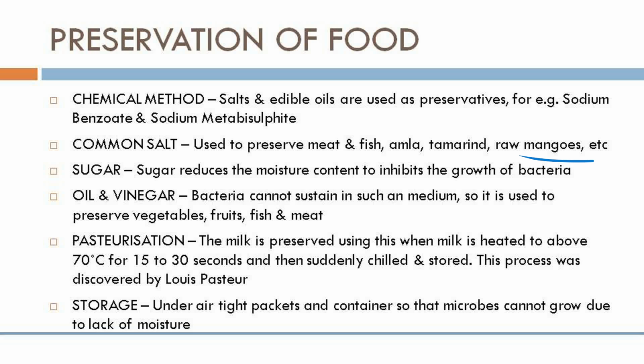Sugar is used for preservation of food because sugar reduces the moisture content to inhibit the growth of bacteria. Oil and vinegar are used because bacteria cannot sustain in such a medium, so they are used to preserve vegetables, fruits, fish and meat.